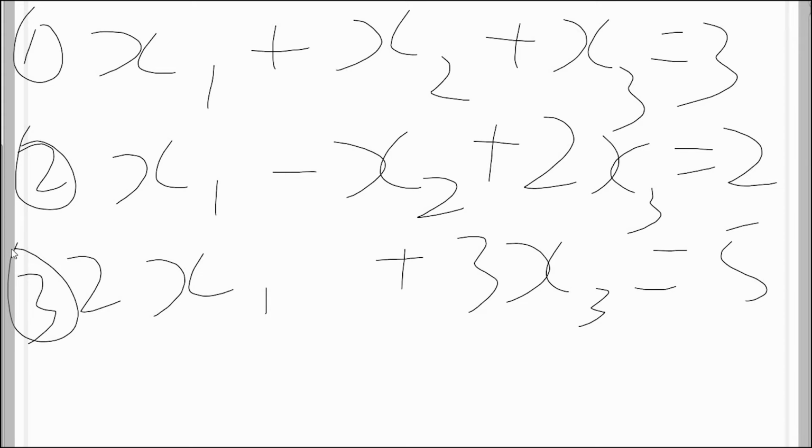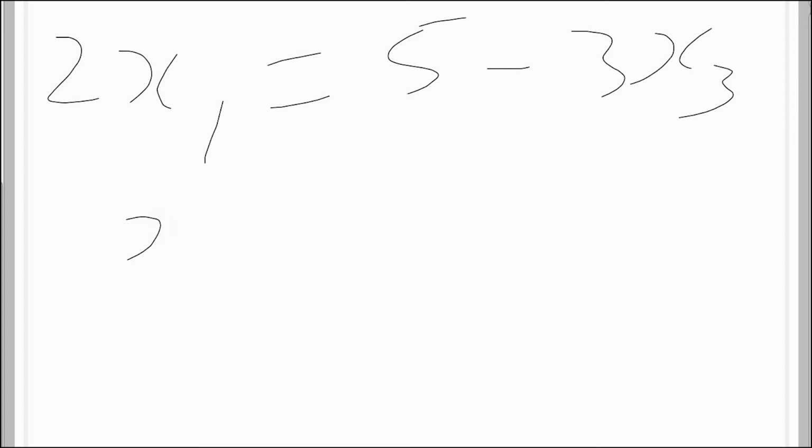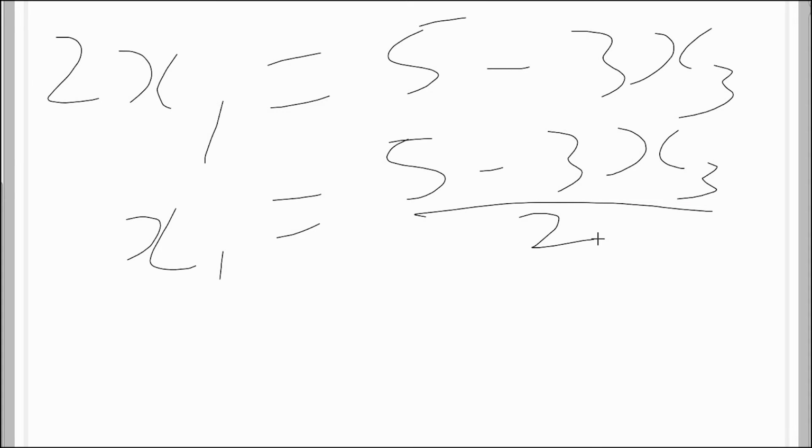So moving on from there, we can simply do what? Make x1 the subject of the formula. So we have 2x1, subtracting 3x3 from both sides of equation 3, so we have 2x1 equals 5 minus 3x3. So x1 is equal to, dividing both sides by 2, 5 minus 3x3, all of it over 2.